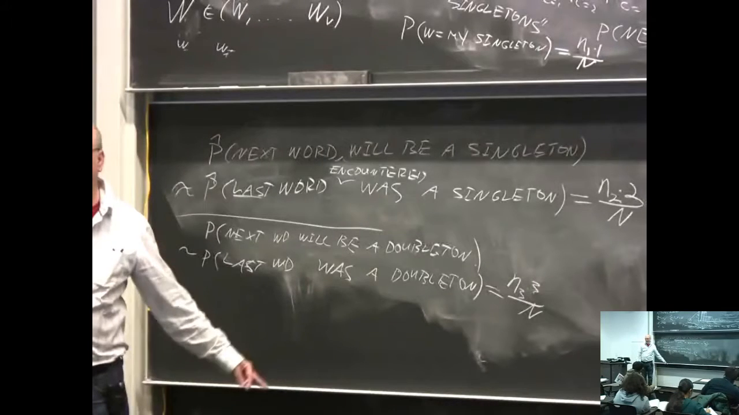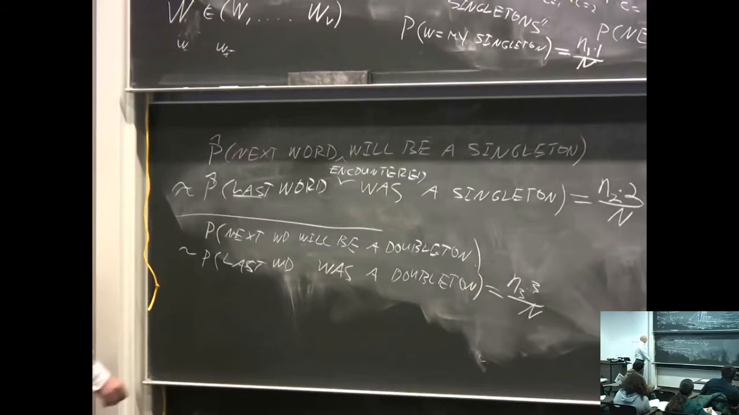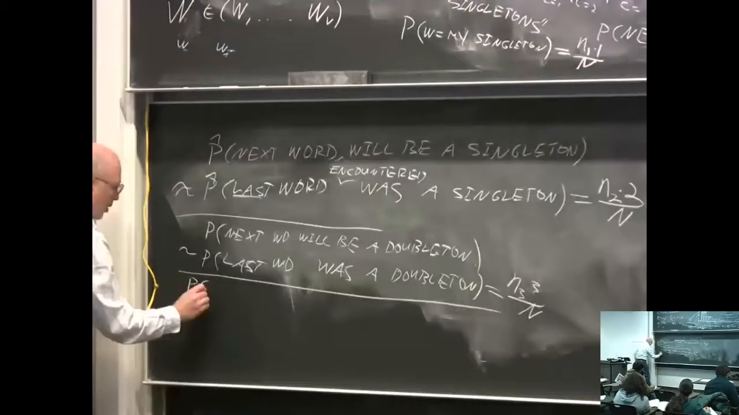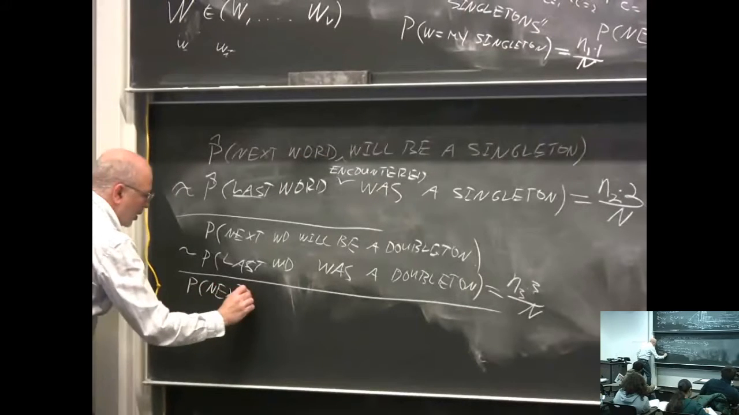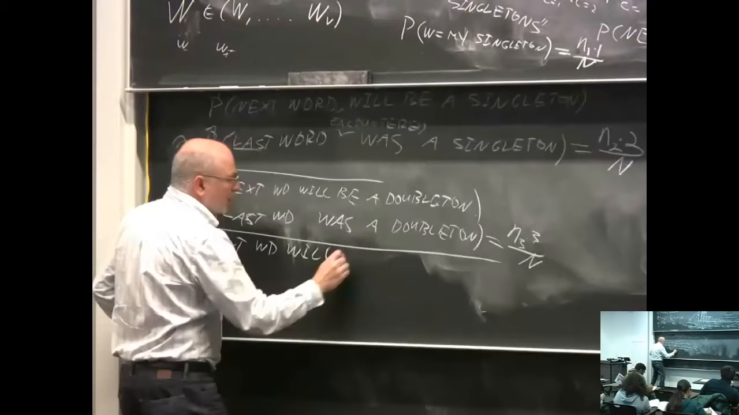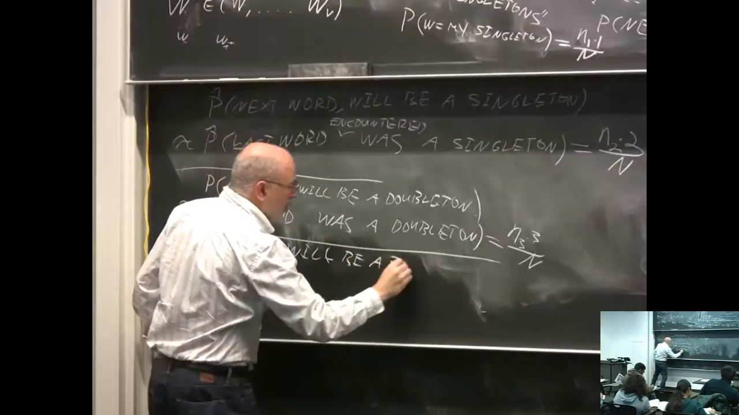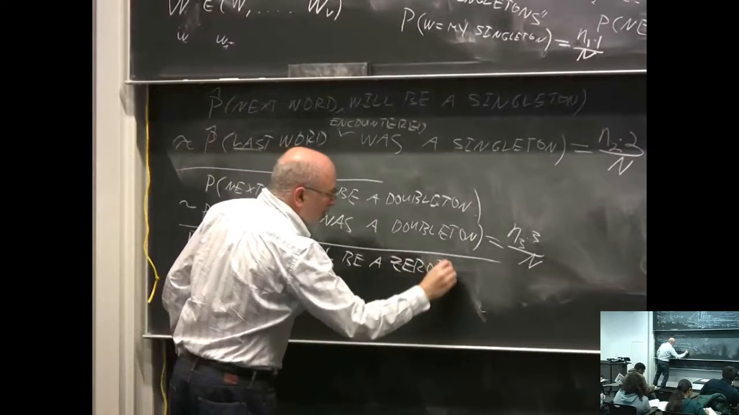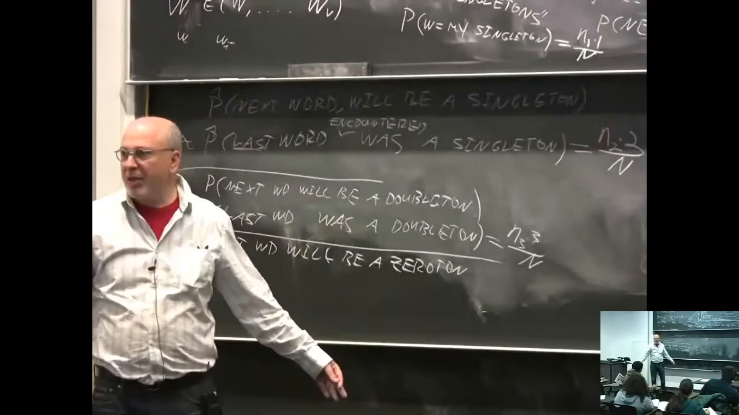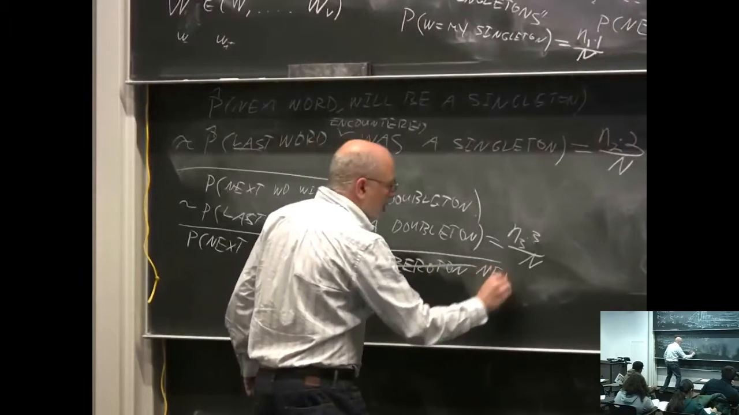And I can keep going, right? But I can also go in the opposite direction. I can also ask the question, what is the probability of the next word being a zero tone? Next word will be a zero tone. And another word for a zero tone is a new word, a word I have not seen before. New.